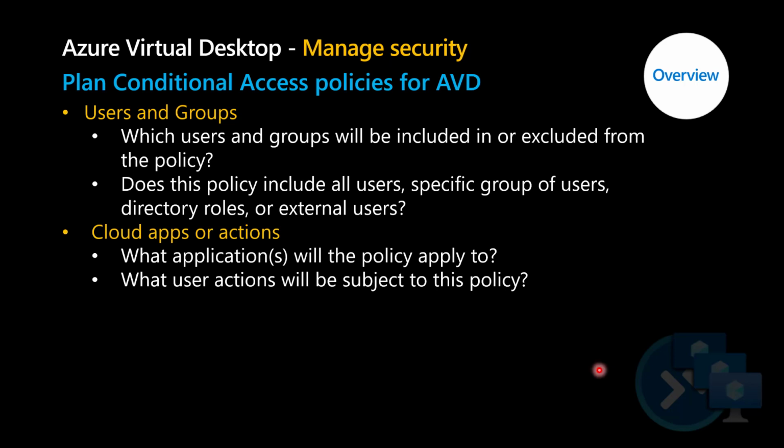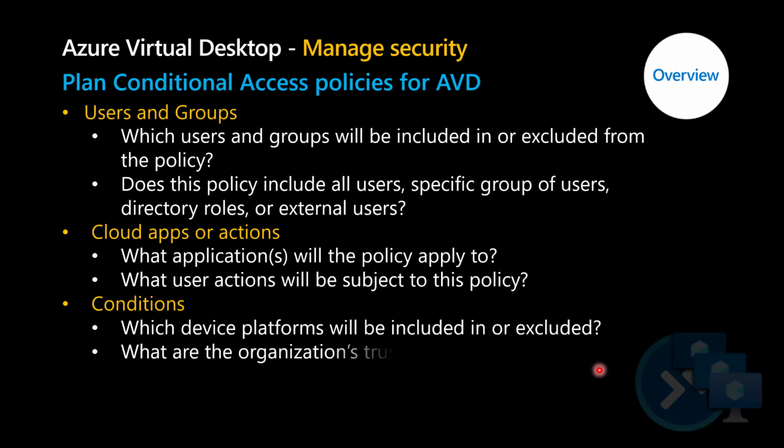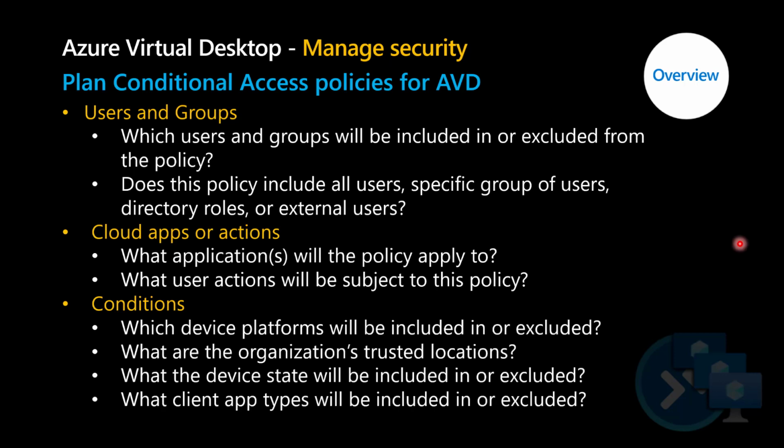So when it comes to the conditions, which device platforms will be included and excluded? Let's say I need to include Windows, I need to exclude Mac, I need to include iOS, I need to exclude Android. So this kind of device platform can be part of this question. And the next question is, what is the trusted location? Let's say my organization is looking for only specific countries to be allowed to access this application, only specific IP addresses to be allowed to access this location, and other than this will be restricted.